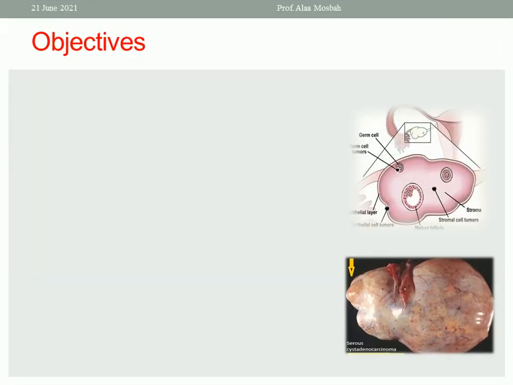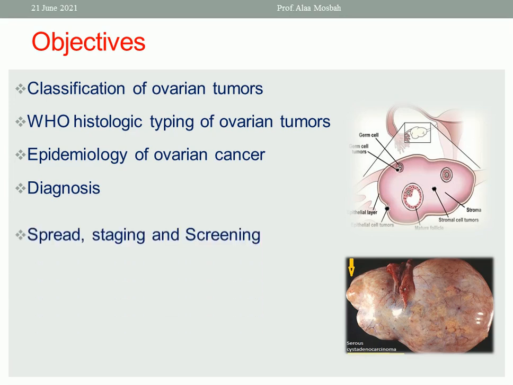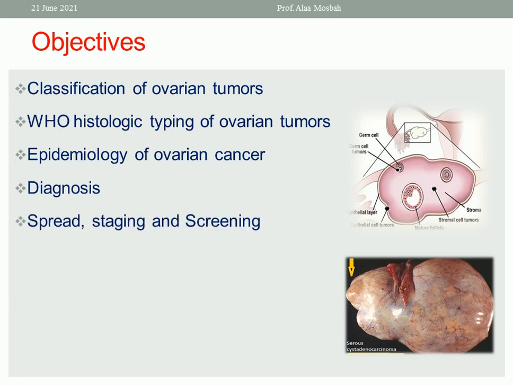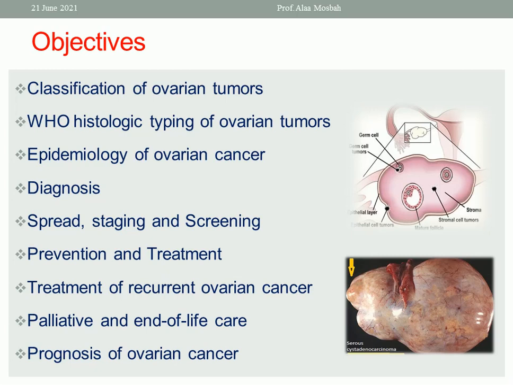So what did we want to discuss today? The classification of ovarian tumor according to the FIGO and WHO, the histological types of ovarian tumor, epidemiology of ovarian tumor and the diagnosis, what are the methods of spread, and what are the staging and the screening methods, how to prevent and how to treat a case with ovarian carcinoma, treatment of recurrent ovarian cancer, the palliative and the end-of-life care, and lastly, the prognosis of ovarian cancer. As you see in this picture, this is a picture of ovarian serous adenocarcinoma.